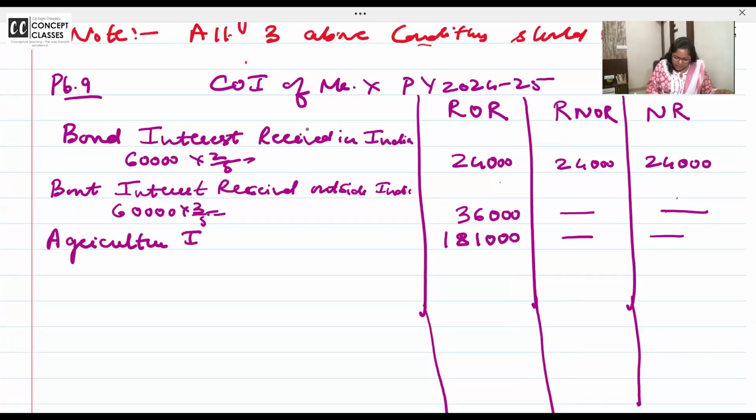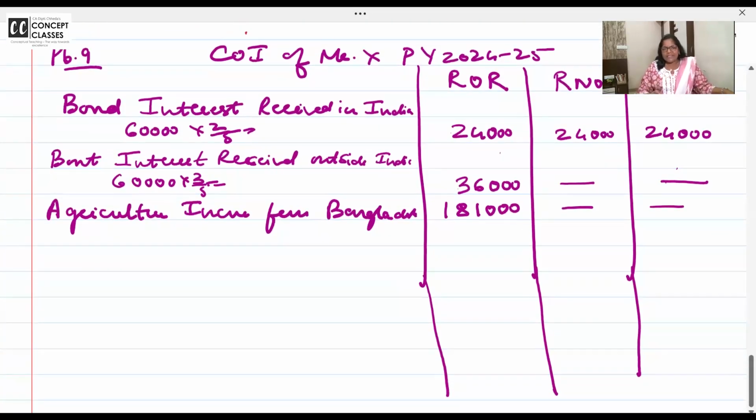Agricultural income from Bangladesh. Neither is it received in India nor is it accrued. But if I am resident and ordinarily resident, I have to pay tax on world income. See, everyone in their mind should justify and agree.